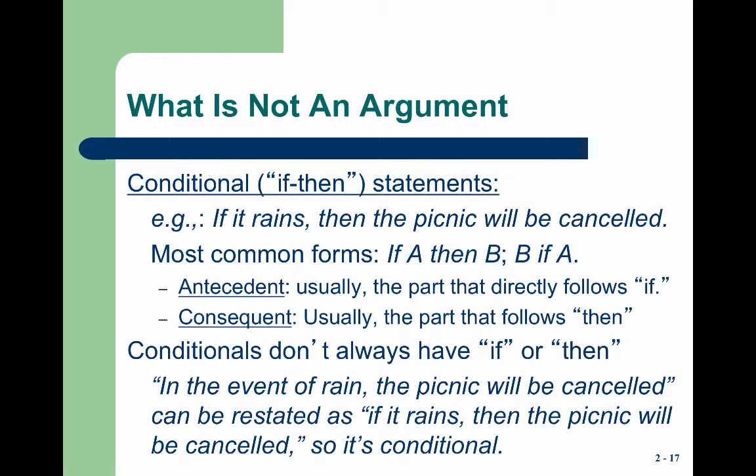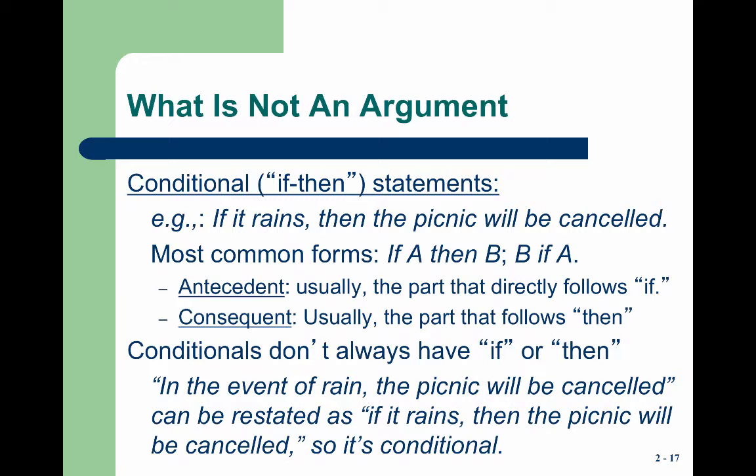Another thing that's not an argument is a conditional statement. Conditional statements are also known as if-then statements, and they are not arguments. They are statements that say if one thing occurs, then something else will occur, and they're made up of two basic parts: the antecedent, or the part that follows if, and the consequent, or the part that follows then. So here's an example. If it rains, then the picnic will be canceled. In this example, if it rains is the antecedent. Then the picnic will be canceled is the consequent.